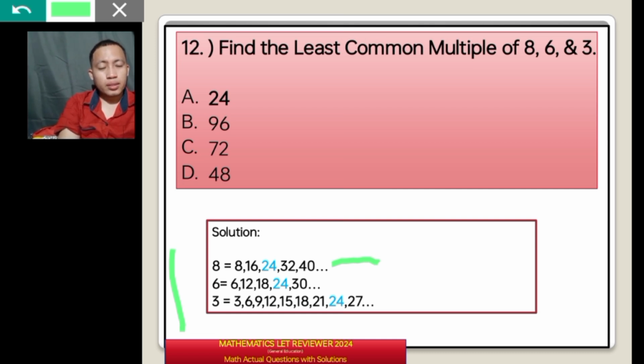Okay? Just like 8 times 1, we have 8. 8 times 2, we have 16. 8 times 3, we have 24. 8 times 4, we have 32. And 8 times 5, we have 40. The same process with 6 and 3. Just like 6 times 1, we have 6. 6 times 2, we have 12. 6 times 3, we have 18. 6 times 4, we have 24. 6 times 5, we have 30. As well as the last number, 3. Same process. As you can see on our screen, the common number is 24. Therefore, our final answer is letter A.